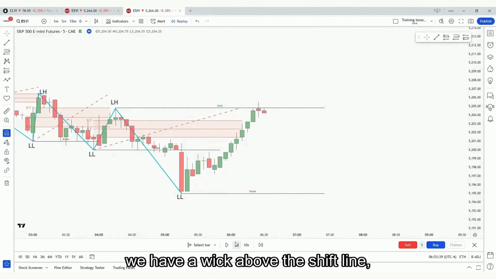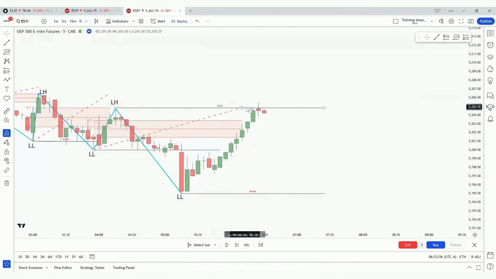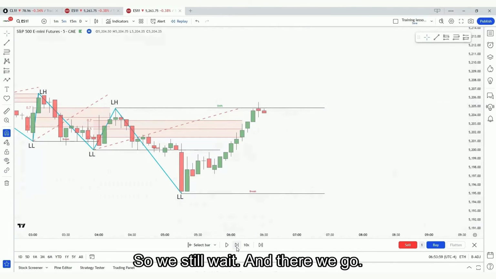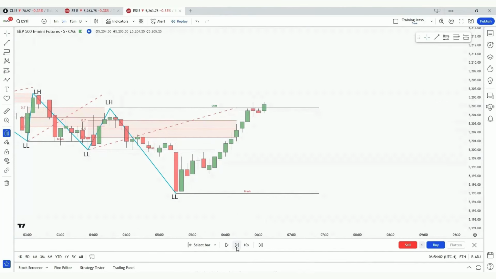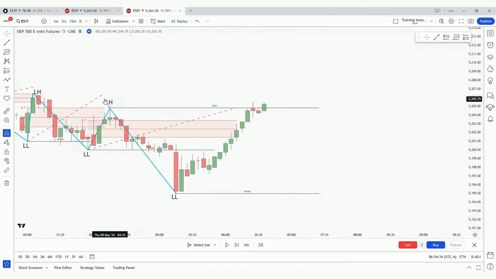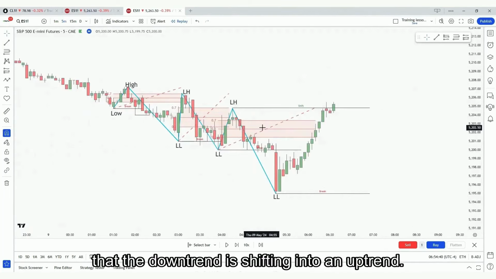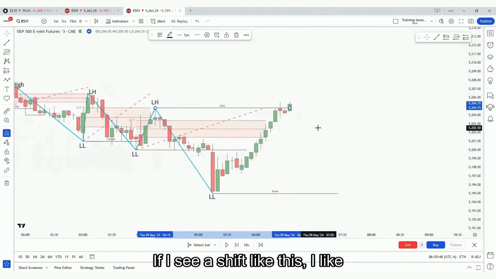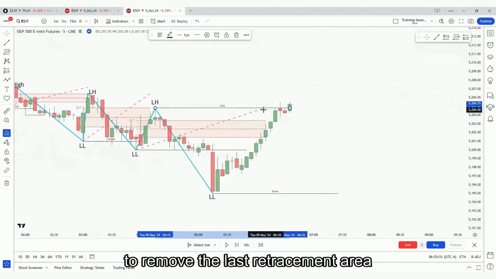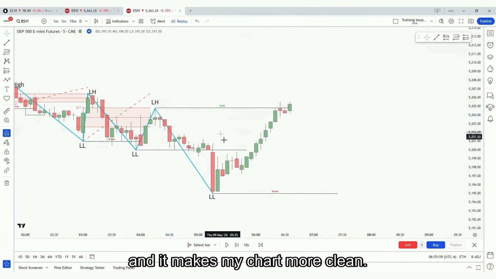We have a wick above the shift line, but for a valid shift into an uptrend, we need to see a body close. So we still wait. And there we go. This little green candle with a body close above the last lower high. This candle tells us that we have a high probability that the downtrend is shifting into an uptrend. If I see a shift like this, I like to remove the last retracement area because that area didn't hold and it makes my chart more clean.